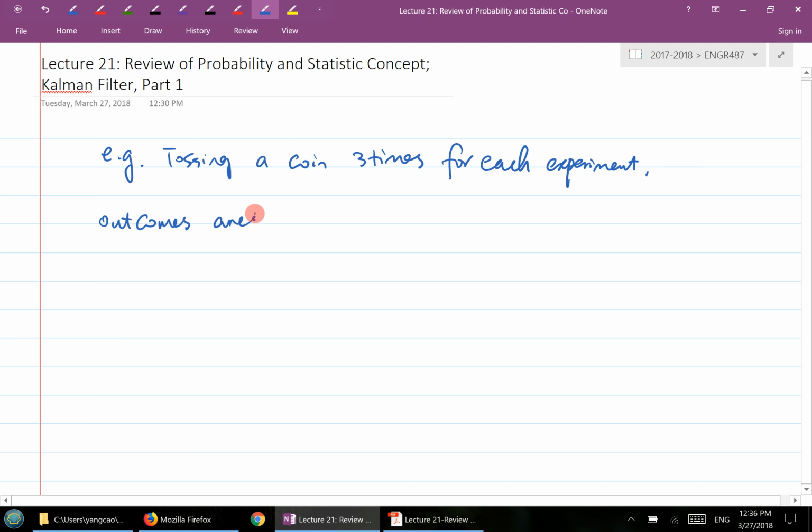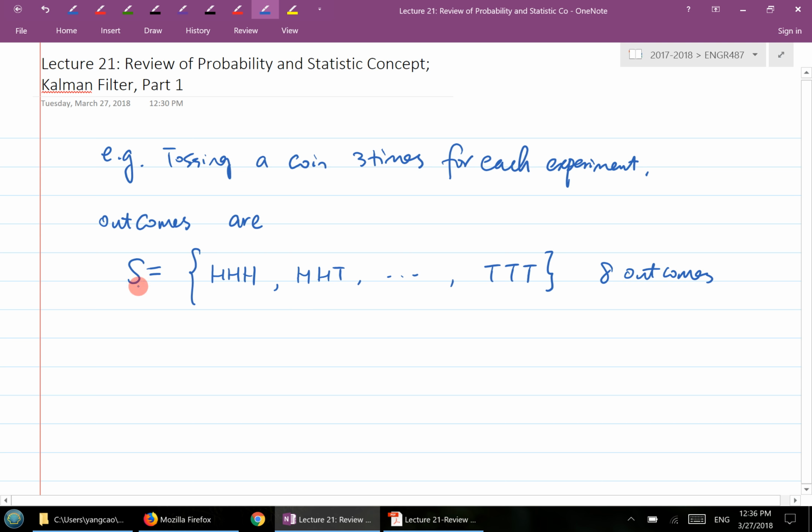So what are the possible outcomes for this experiment? I use S for the set of outcomes here. It can be HHH, head head head, or head head tail, or it could be tail tail tail. If you list all the possibilities, there are basically 8 outcomes here.